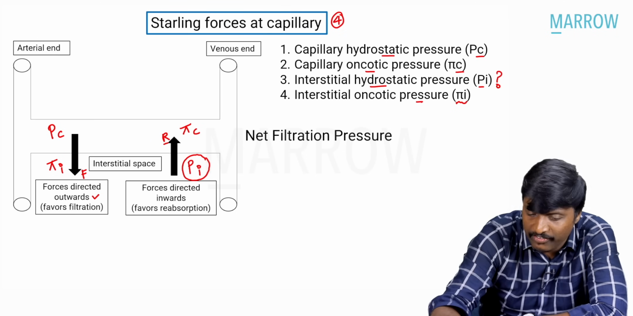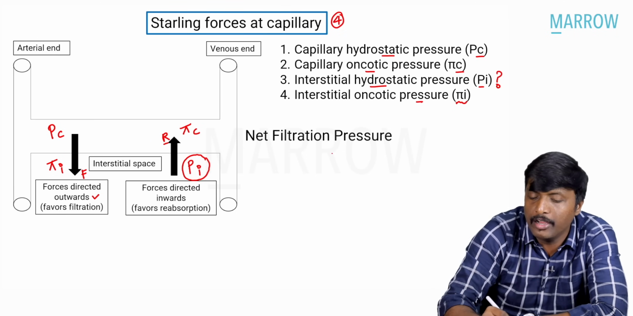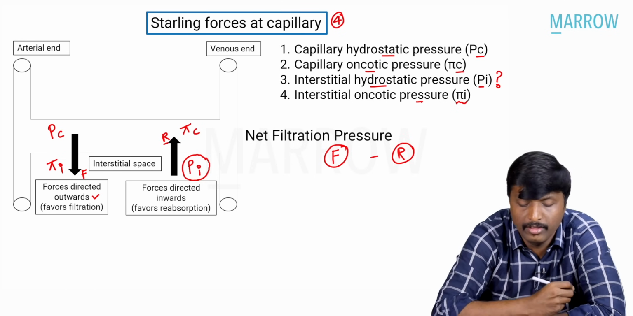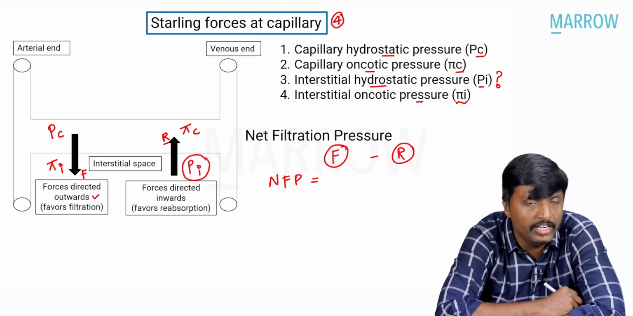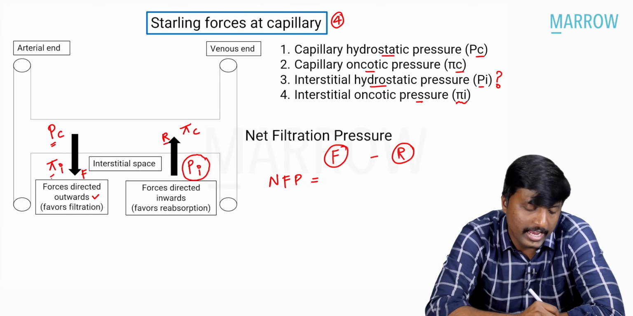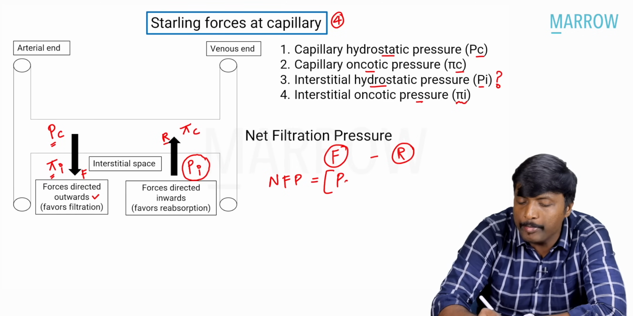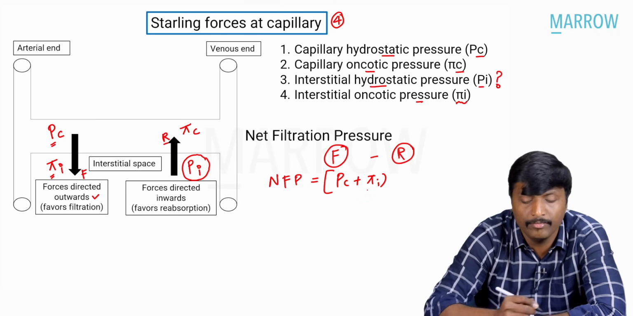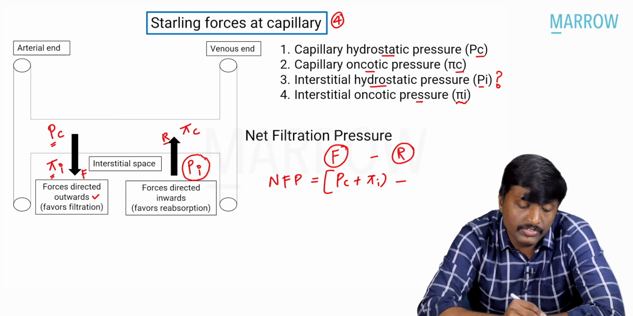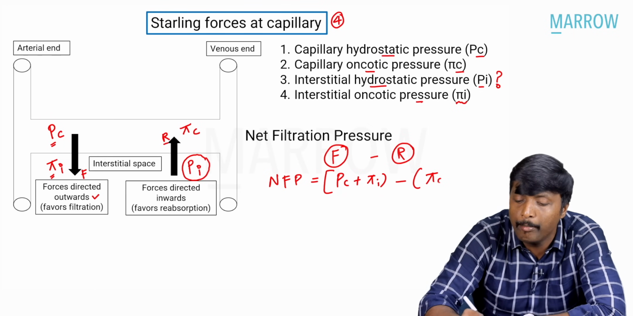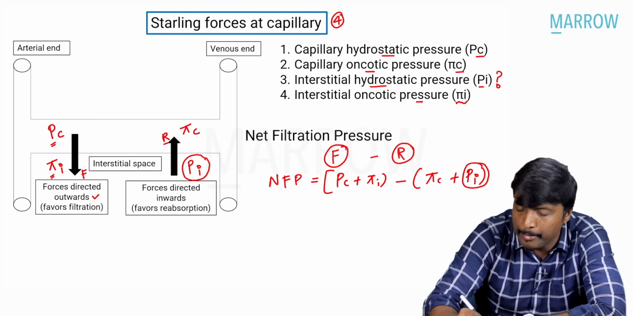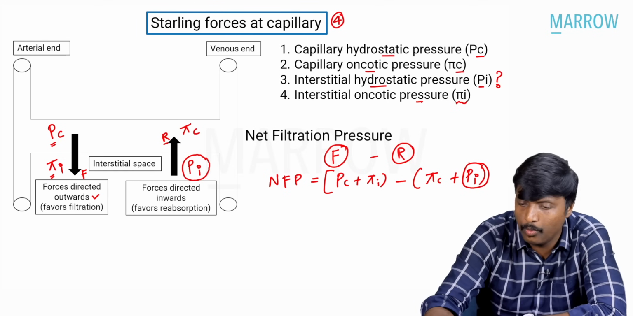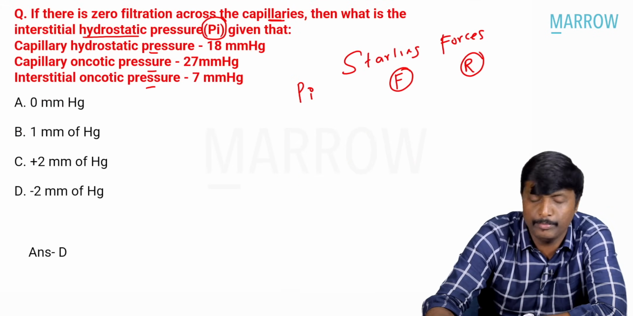How to calculate net filtration pressure, sir? Very simple. Forces favoring filtration minus forces favoring reabsorption. So net filtration pressure equals, what are the forces favoring filtration? Pc, Pi I. So it should be Pc plus Pi I minus the forces favoring reabsorption. What are they? Pi c plus Pi. Now in this question they are asking about the Pi, isn't it? Now let's go to the question. Very simple.